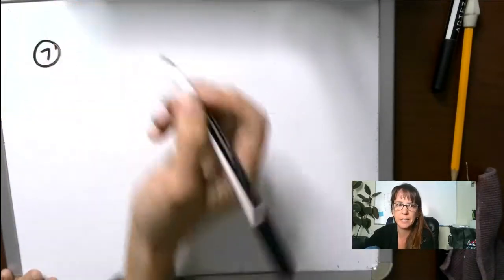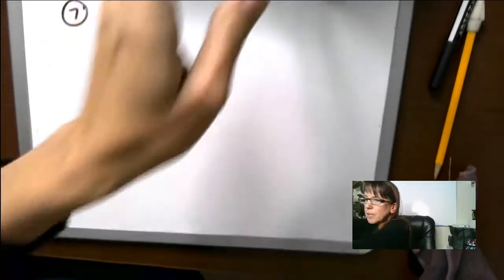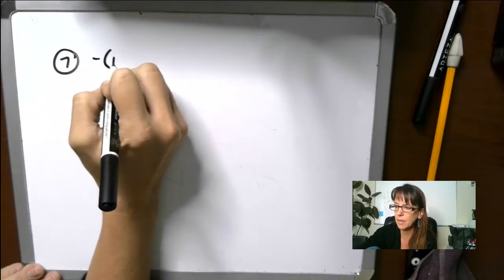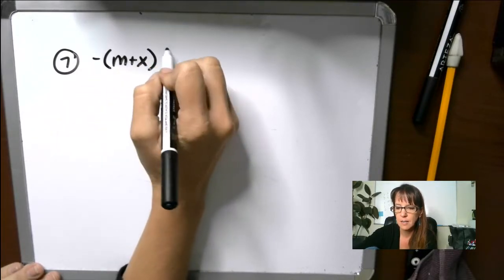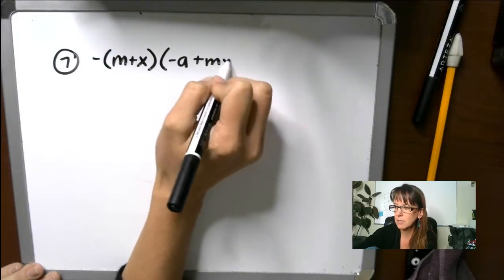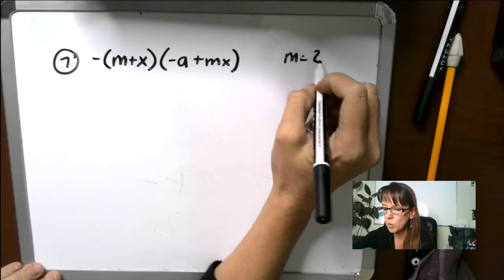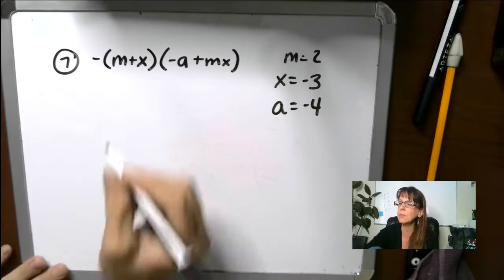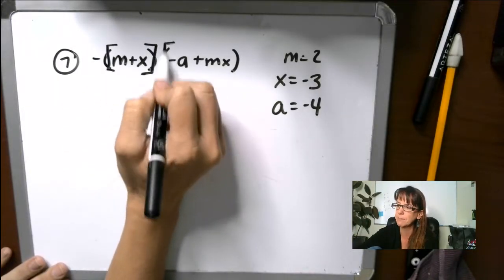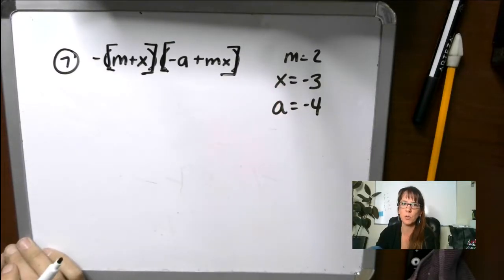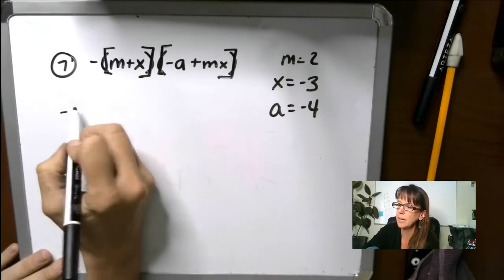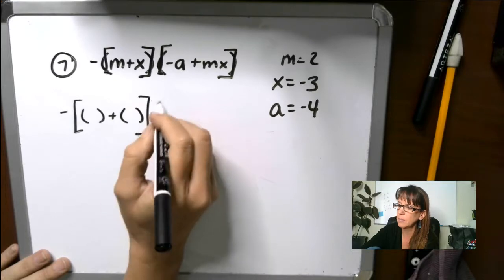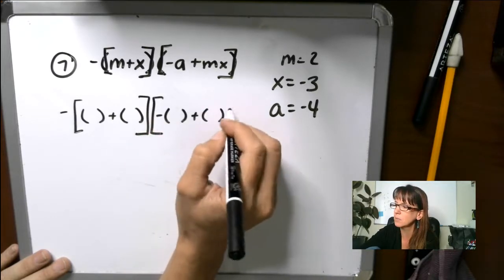So for 7, I'm going to move this up a little bit. There we go. All right, so for 7, we have -m plus x, quantity -a plus mx. If m equals 2, x equals -3, a equals -4. All right, again, let's convert these guys into brackets just like that. And we're going to write those parentheses, write down our bubbles for wherever there's a variable. So negative brackets, parentheses, plus parentheses, bracket, negative parentheses, plus parentheses, parentheses, bracket.